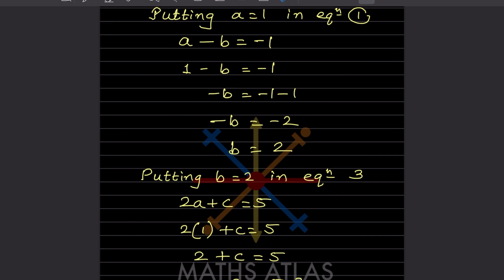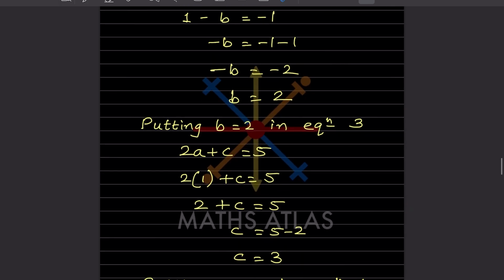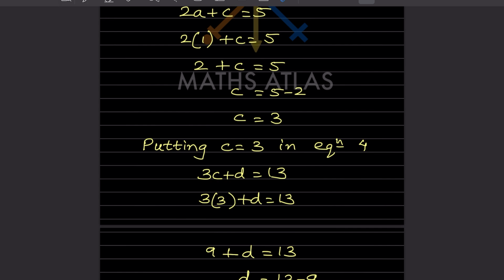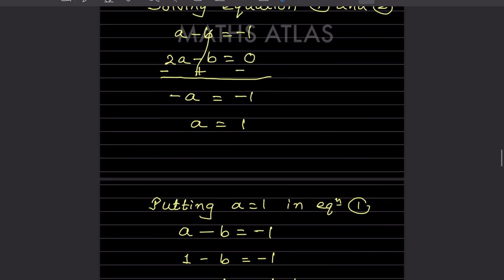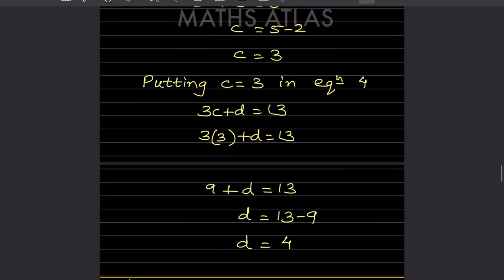Again, putting B is equal to 2 in equation number 3. We have equation number 3 over here. So you just plug in the values and you get the value of C as 3. You can just look at the steps. Now if we are putting here C is equal to 3 in equation number 4. Here the equation number 4 is given. So just put the value of C, you get the value of D. So you got here C as 3. That is going to be 9. 9 plus D is 13. D is going to be 13. If this goes there, it is going to be minus 9 and D is 4.